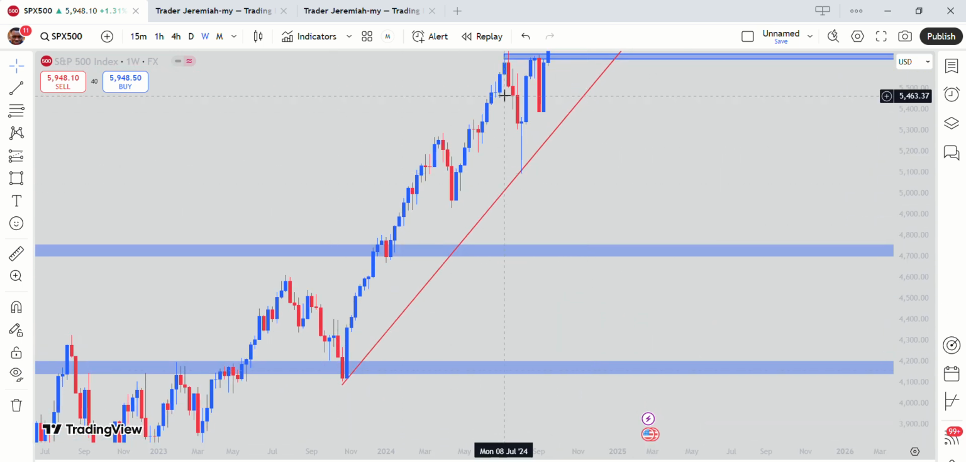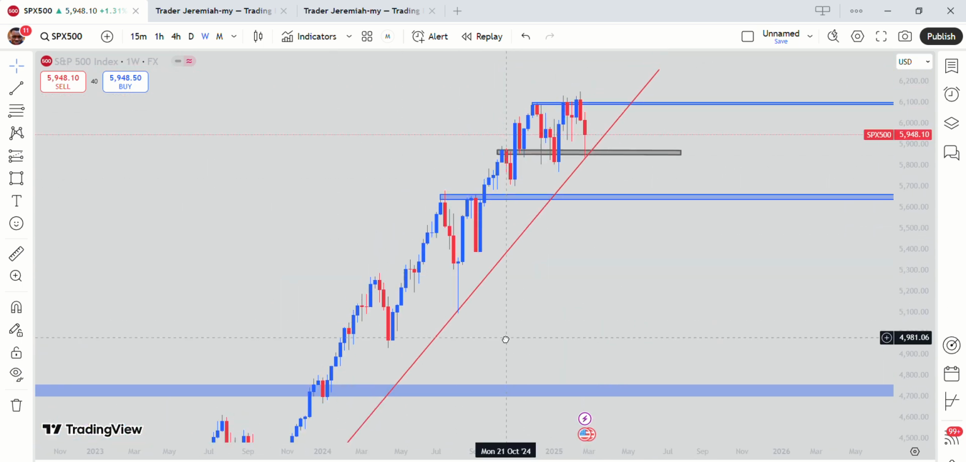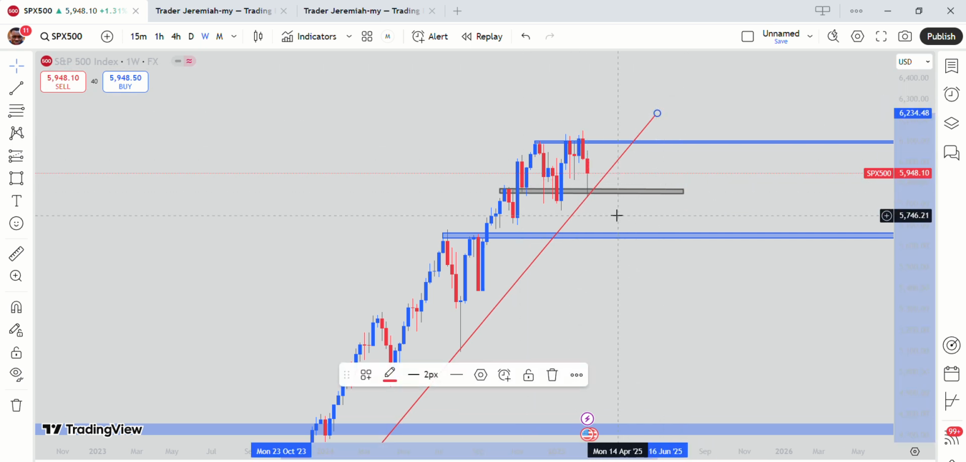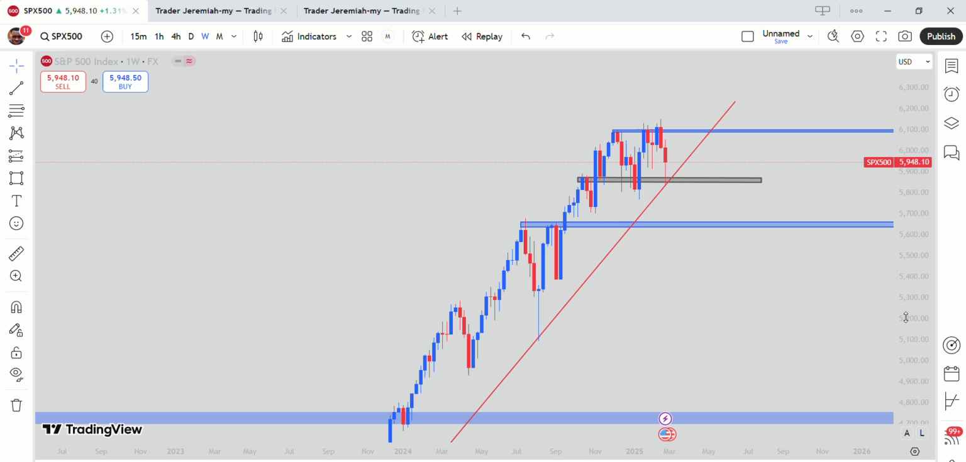So this was the first touch and this was the second touch of the trend line. And for a trend line to be valid, it needs to have a minimum of 2 touches. Then the third touch is the one you'll be using for a trade entry.